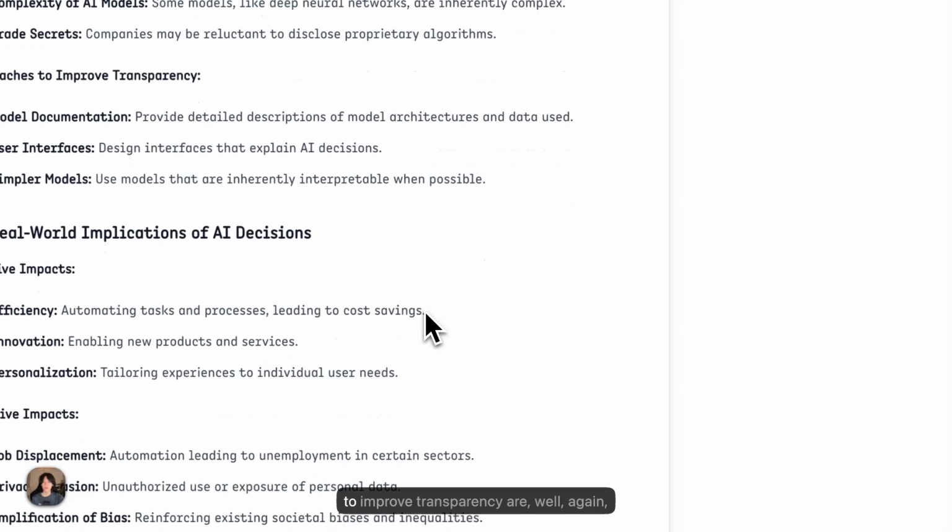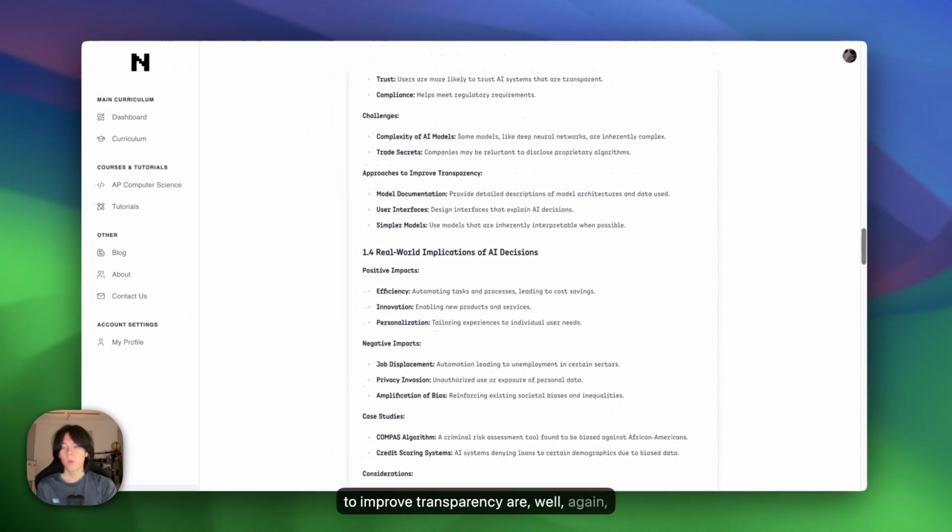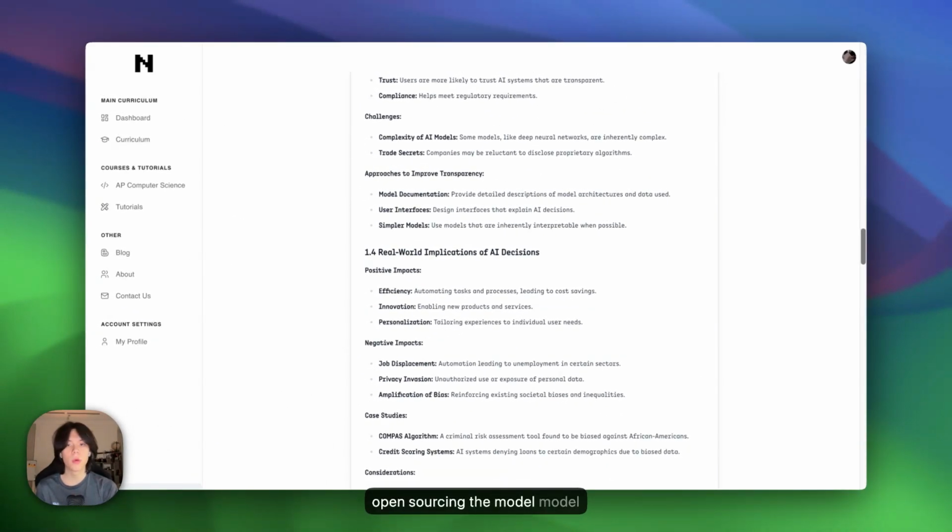And some of the approaches to improve transparency are, well, again, open sourcing the model, documentation, user interfaces, so designing interfaces that explain AI decisions, and just making simpler models overall. So use models that are inherently interpretable when possible.